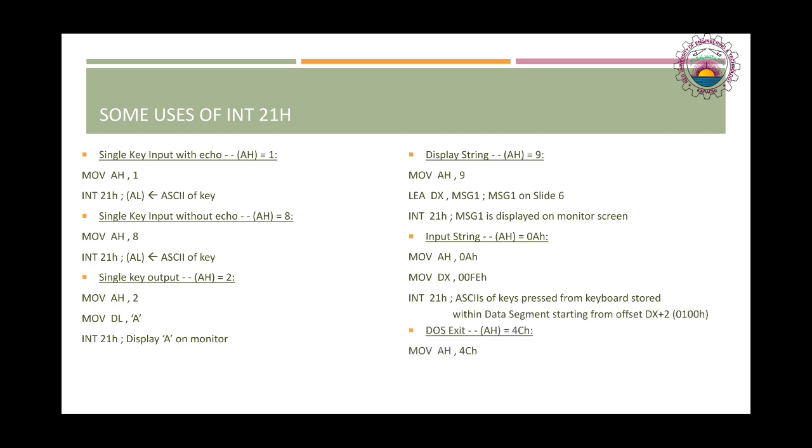Last function for interrupt 21h is to exit DOS from your program. For that you will have 4Ch in the AH register and you will execute the interrupt 21h instruction to exit to DOS.